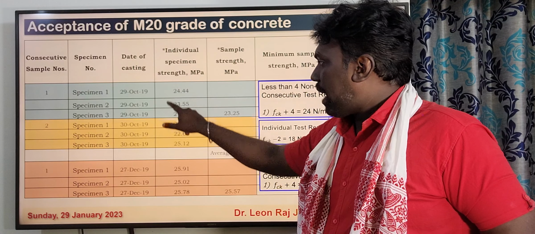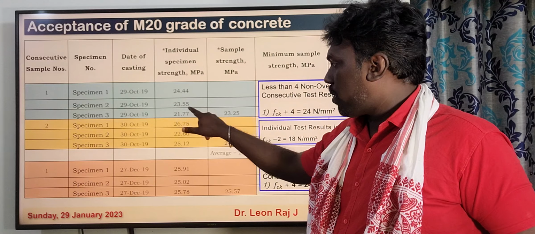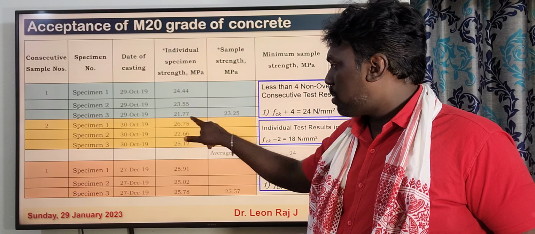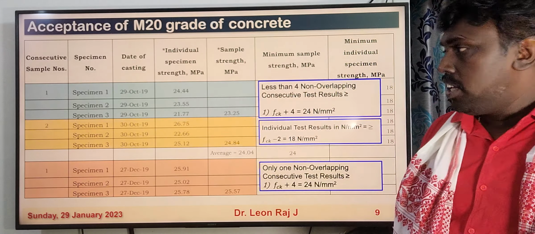Just take the average of sample 1: 24.44 plus 23.55 plus 21.77 divided by 3. You will get the sample average strength, that is 23.25 MPa.